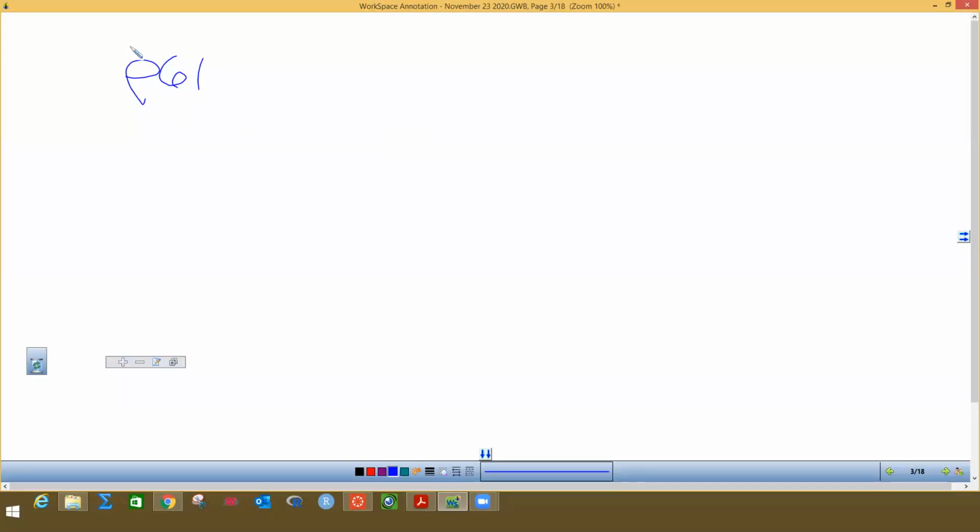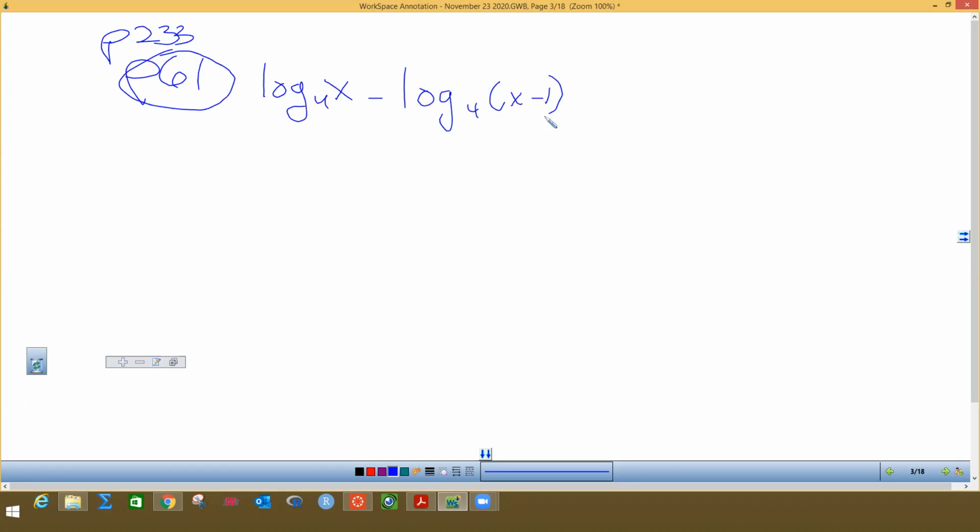Oops, not page 61, on page 233, number 61, on page 233 says, I gotta get my glasses because I can't see in front. Log base 4 of x minus log base 4 of x minus 1. And that's going to equal a half.